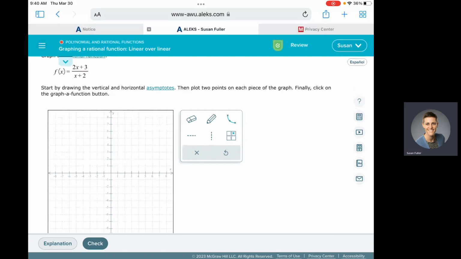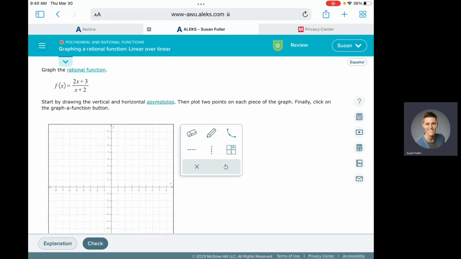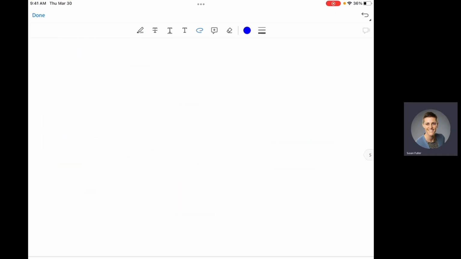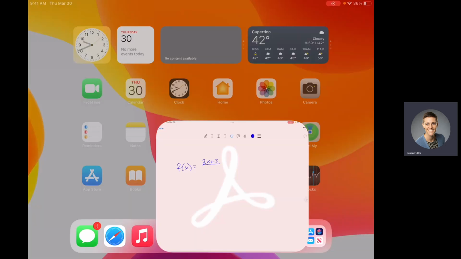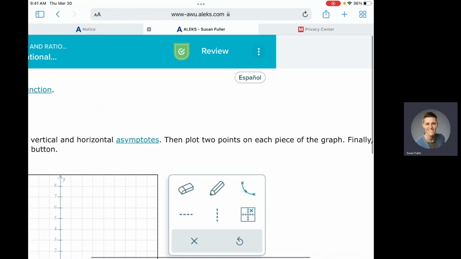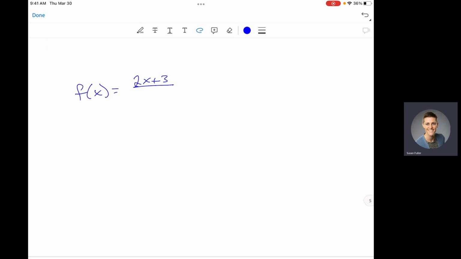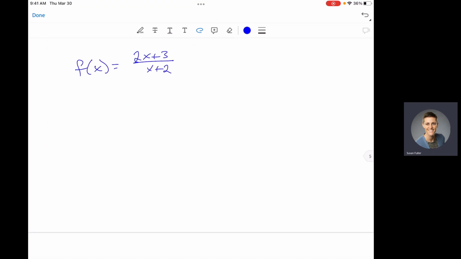So let's try this one. Our function is 2x plus 3 over x plus 2. So I don't have this one in already. So f of x was 2x plus 3 over, I believe, x plus 3, but I want to make sure. x plus 2. Okay. 2x plus 3 over x plus 2. Okay, here's our function, and we want to graph it.